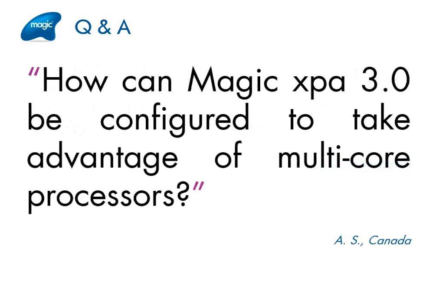And the next question is, how can Magic xpa 3 be configured to take advantage of multi-core processors? This is from Canada. Okay, so from the multi-core perspective, Magic xpa version 3 is not different from Magic xpa version 2, but Magic xpa is multi-threaded, so each thread can run on a different core, so it will be using the full capacity of CPUs, so you don't need to configure anything here.